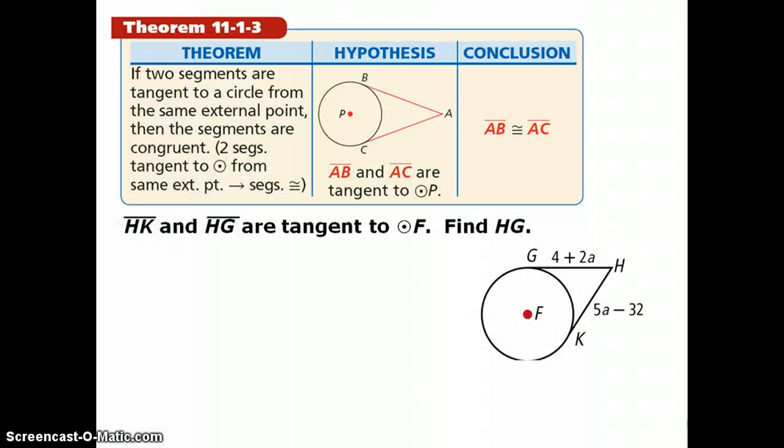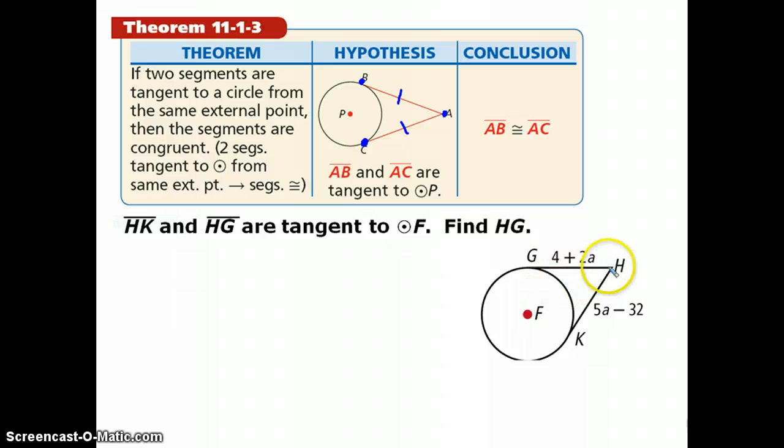All right, here's another theorem which says if two segments are tangent to a circle from the same external point, then the two segments are congruent. So what this is saying is, if they're both tangents, tangent at point B and point C, and they both start at the same external point, then those two line segments, AB and AC, are going to be congruent. So we're going to apply that in this problem.